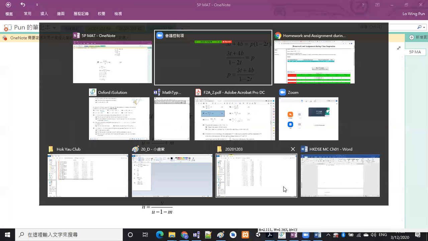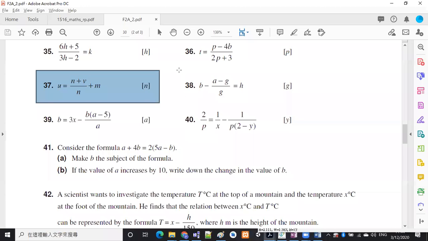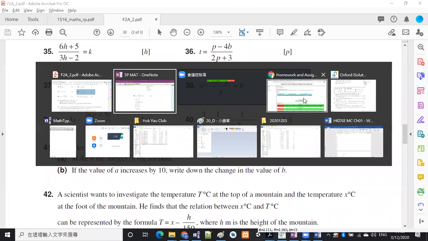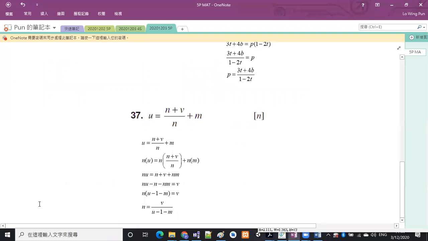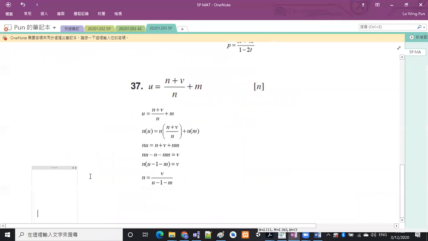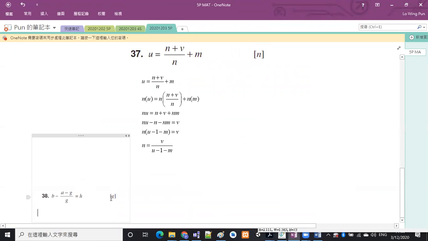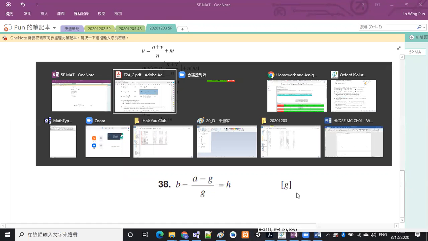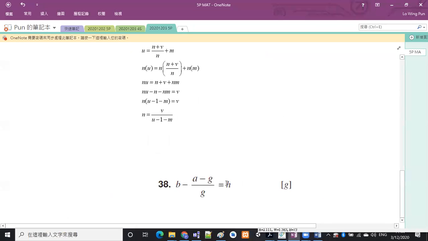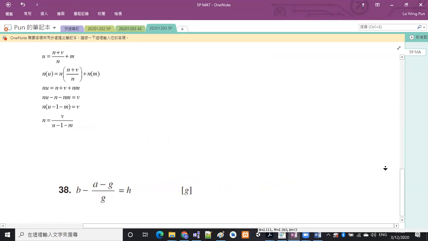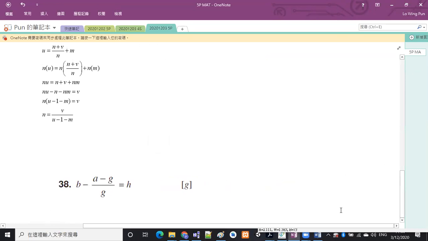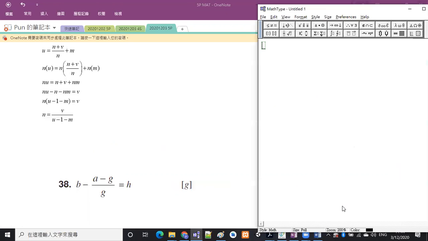And then 38. So we have b minus a minus g over g equals h. And I want g to be the subject.